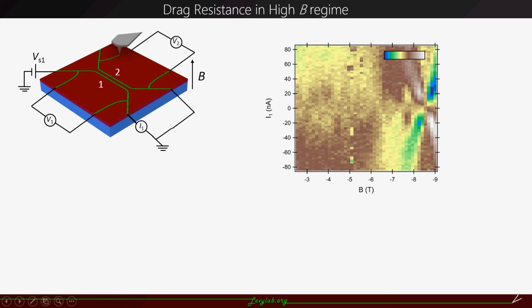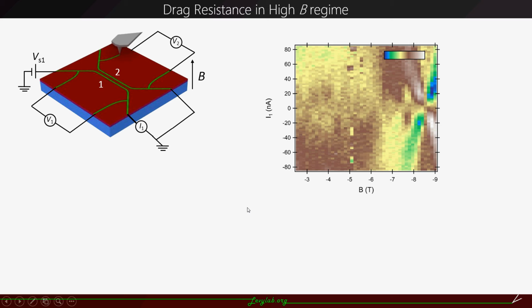We measure drag resistance in the high magnetic field regime. The magnetic field is applied perpendicular to the interface and swept from minus 2.55 Tesla to minus 9 Tesla. At each magnetic field, a DC bias Vs1 across drive wire 1 is swept to change the current I1, and we can obtain drag resistance R21 as a function of drive current I1 and the magnetic field.